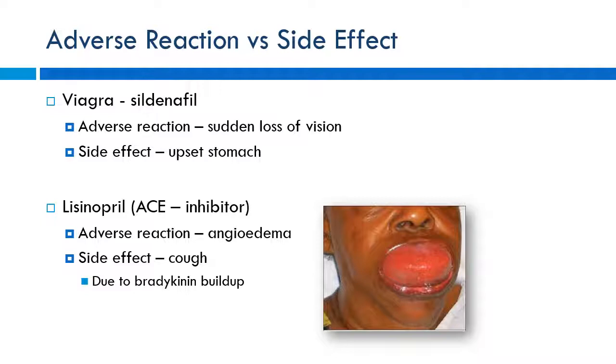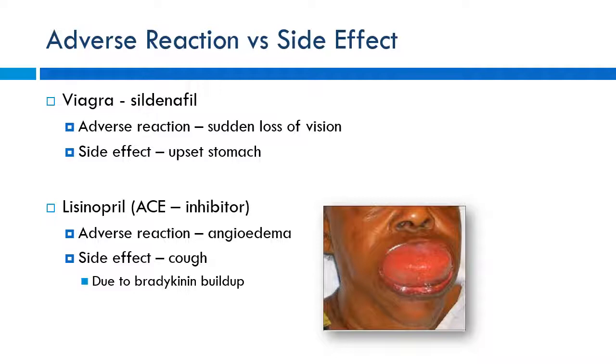Blindness, big deal, right? That's a problem. Another example would be something like an ACE inhibitor. These are drugs we use for hypertension pretty frequently, and a good example is lisinopril. Now, a side effect could be cough. Cough is a very common side effect you're going to find with the ACE inhibitors, and it's due to a buildup of a product called bradykinin.